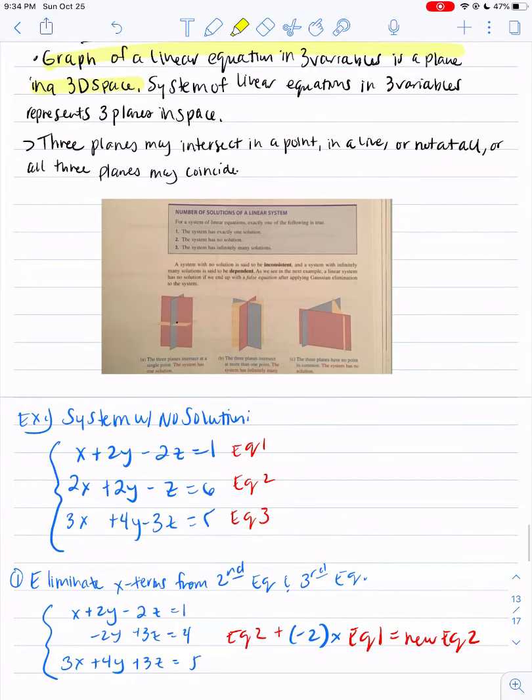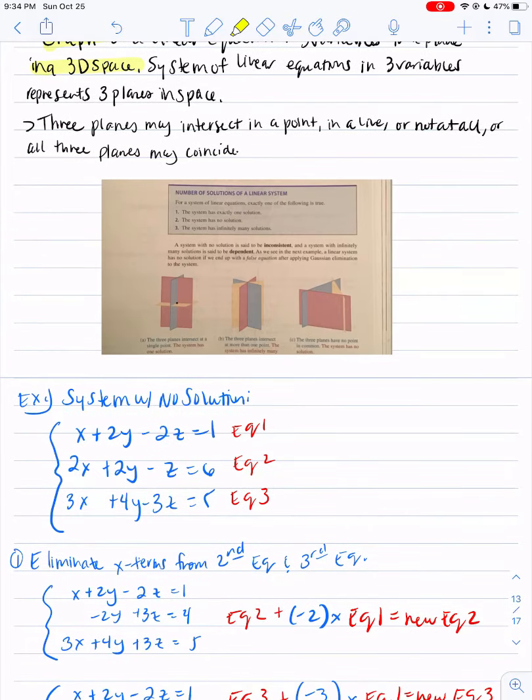So 3 planes may intersect in a point, in a line, or not at all. Or all 3 planes may coincide and be the same plane. So the system is the same. The system could have one solution, no solution, or infinitely many solutions. So this one's the one solution.